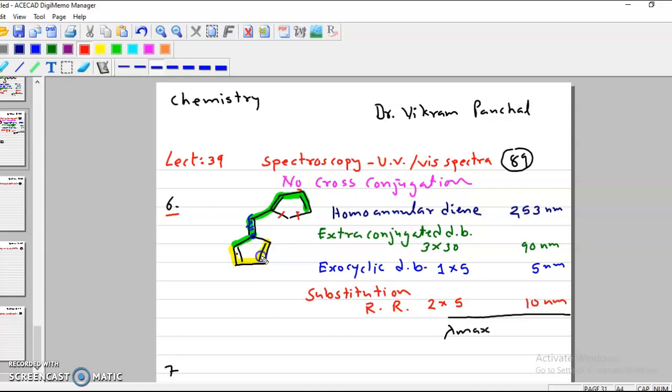As both double bonds are in the ring, we call it a homoannular diene system, and for that we have taken 253. Then the green will be an extra extension of the system. So there are 3 extra double bonds, and we have taken 30 for each one, so a total of 90 for this one. Exocyclic double bond is only 1, so 5 nanometer, and substitutions are only 2 ring residues, so we have taken 10. So you have to calculate the lambda maxima.